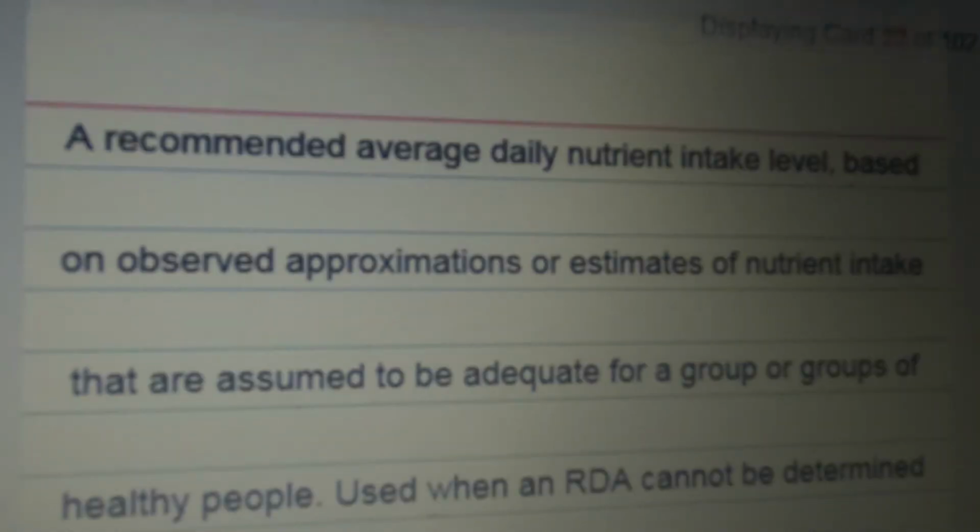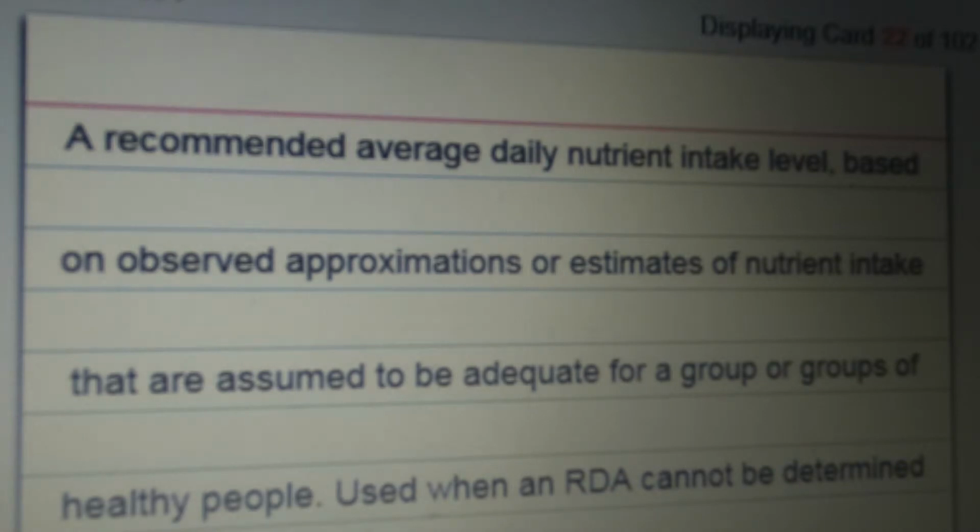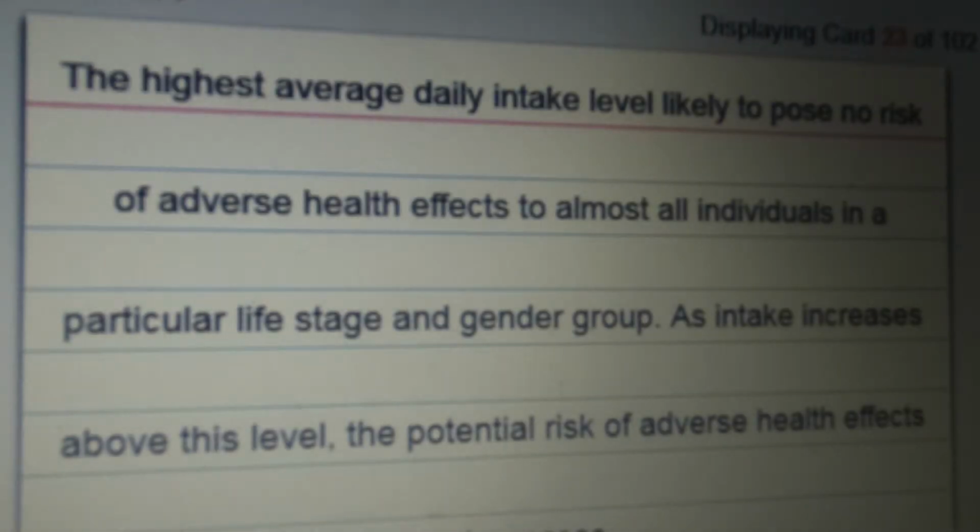Recommended daily allowance. A recommended average daily nutrient intake level based on observed approximations or estimations of nutrient intake that are assumed to be adequate for a group or groups of healthy people, used when an RDA cannot be determined. Adequate intake. The highest average daily intake level likely to pose no risk of adverse health effects to almost all individuals in a particular life stage and gender group. As intake increases above this level, the potential risk of adverse health effects increases.